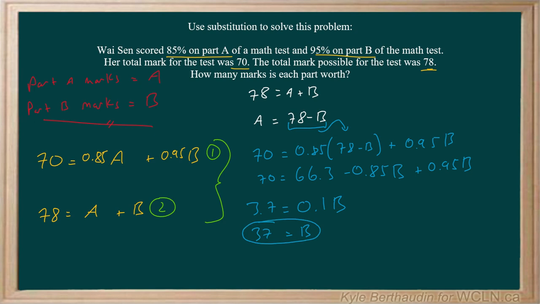Now what about A? Well, we take that b and we substitute it into one of our equations and solve for A. So now we're going to take b, substitute it in here, and we'll have 37 instead. Subtract 37 from both sides, and we get an answer of 41. And those are the marks for part A and part B.